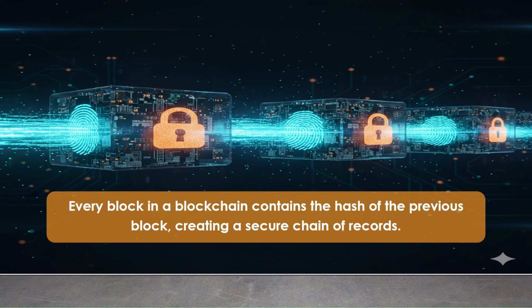All right, so every block in a blockchain contains the hash of the previous block. This is why it's so important to be able to detect any changes there, right? This creates a secure chain of records. If someone tries to change data in one block, its hash would change, breaking the link and alerting the network.